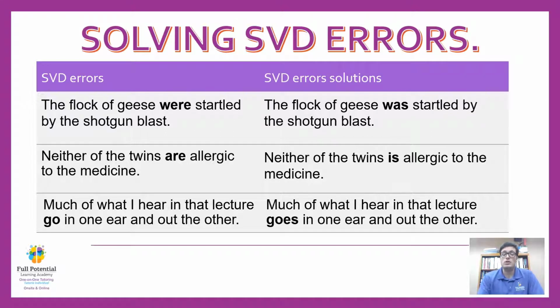The similar subject below, "neither the twins are allergic," is incorrect. Neither is the subject, so we must say "neither of the twins is allergic to the medicine." And finally, the last sentence: "much of what I hear in that lecture go in one ear and out the other." The subject here is "much," so we change the verb to singular, from "go" to "goes," and that's how you correct the SVD error. These are just a few of the examples that you'll see on SAT exams and some of the practice up ahead that we'll be practicing on next slide.